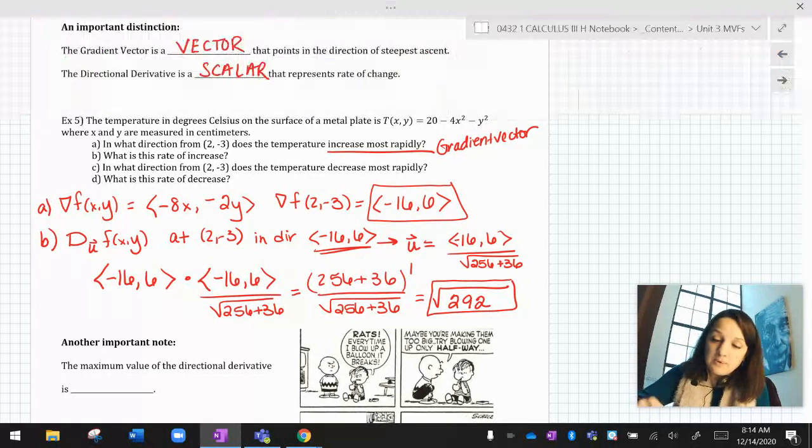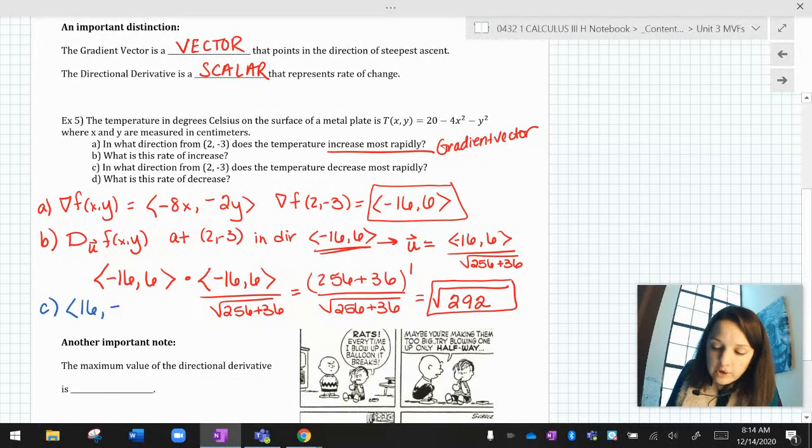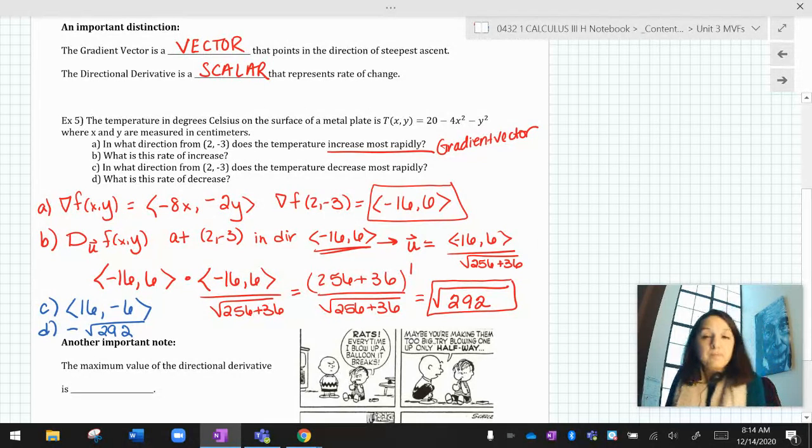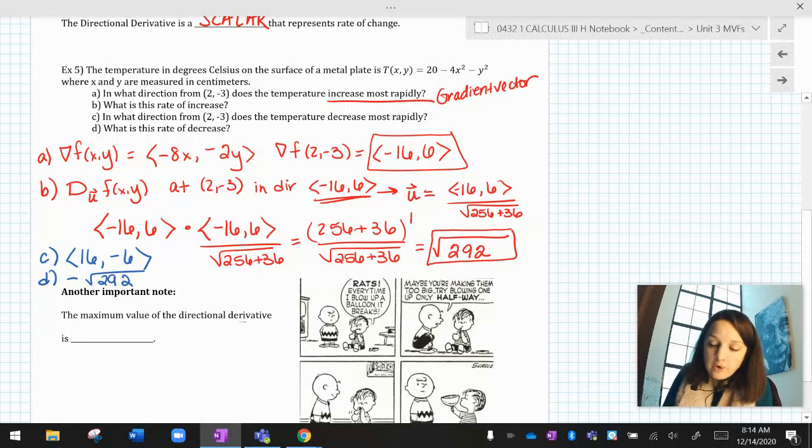Now, that's if you wanted to increase. What if you wanted to decrease? Well, if I increase most rapidly by going in the direction <-16, 6>, I would decrease most rapidly by going in the direction <16, -6>. If you negate the gradient vector, you decrease at the rate of steepest descent. And then if you wanted to find that rate of decrease, it would just be negative square root of 292. Okay, so an important note, the maximum value of the directional derivative, in other words, the steepest slope you can get, is equal to the magnitude of the gradient vector.